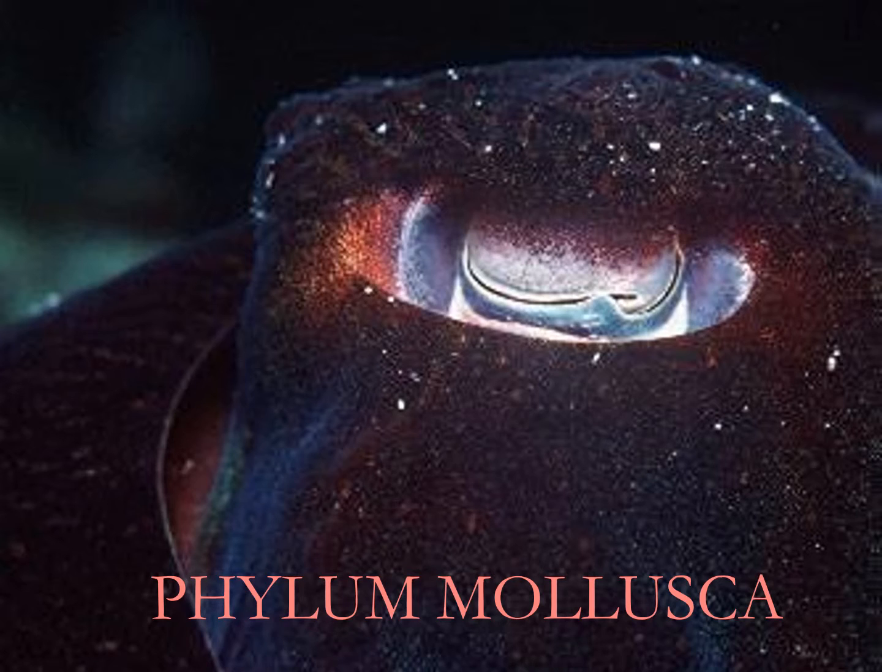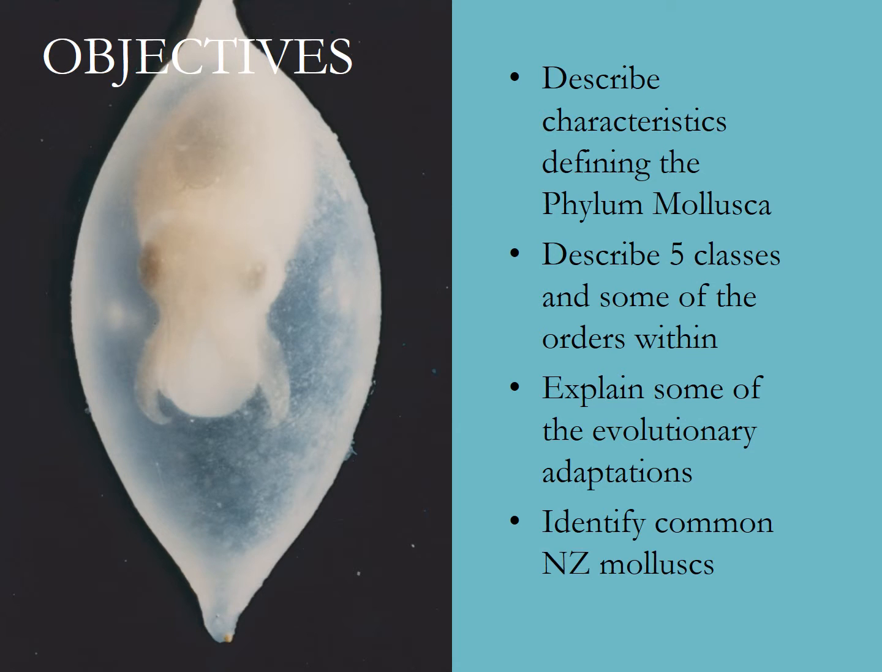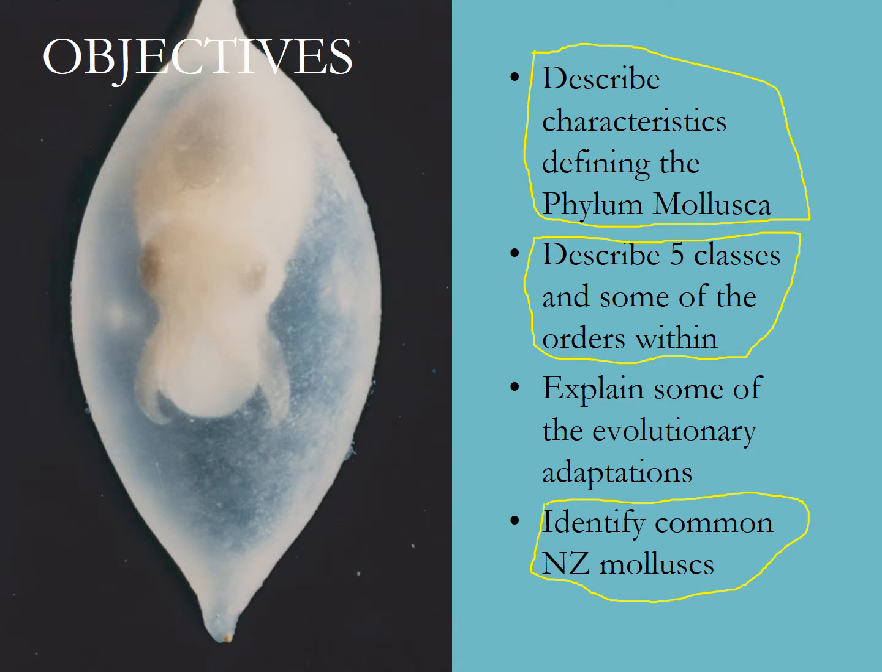So we are going to look at the general characteristics and also the class called Polyplacophora, which are the chitons in this video. After watching this, you'll be able to define or describe the general characteristics of molluscs, and one class. We will look at some of the other classes and orders in the next videos on molluscs. And identifying common New Zealand molluscs is part of your shell collection. So these are your objectives for phylum Mollusca.